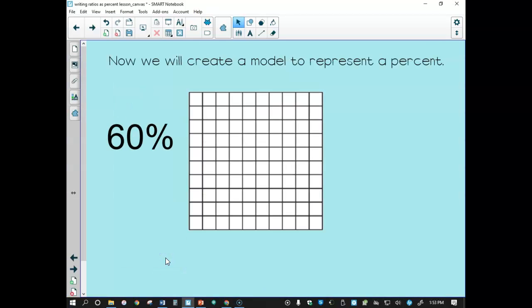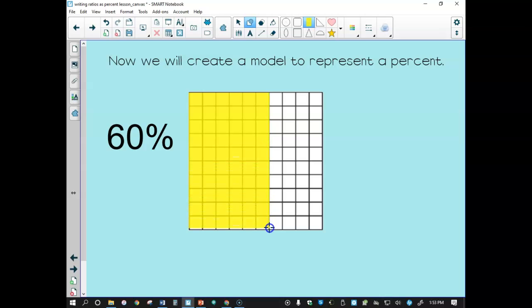And so to do that, I need to get back to my screen. And so I need to shade or show 60 yellow squares that are shaded. And so I'm going to use this rectangle tool. And I know that each row or each column is 10. So in order to get 60, I need to shade 6 of them. So there's 1, 2, 3, 4, 5, 6 columns. And I'm going to go all the way down. So now I have 60% shaded yellow. So I've just created a model to represent the percent 60. So let me do that again.